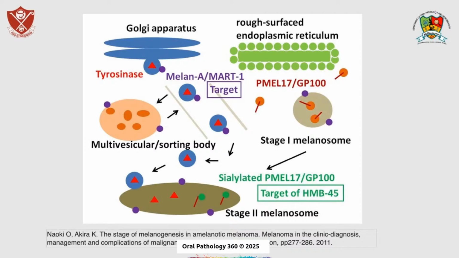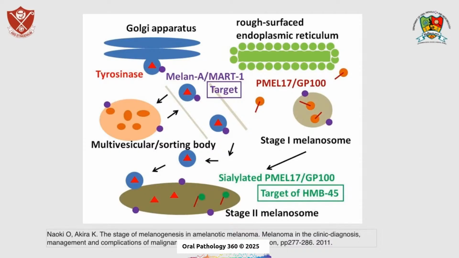The production of internal matrix fibers depends on the maturation and trapping of these PMEL17/GP100, and in the presence of Melan A/MART1, PMEL17/GP100 produces melanosomal matrix fibers in the melanocytes. Now, in case of amelanotic melanoma, a positive reaction of both Melan A/MART1 and HMB45 indicates the presence of stage 1 and stage 2 melanosomes. However, positive reaction to only Melan A/MART1 would indicate presence of only stage 1 melanosomes.